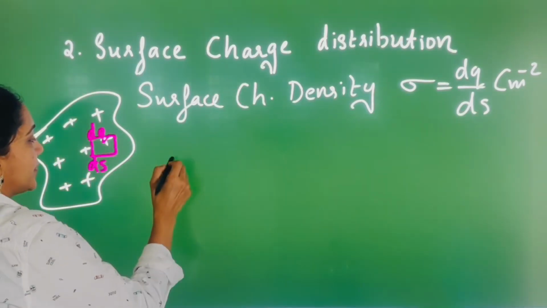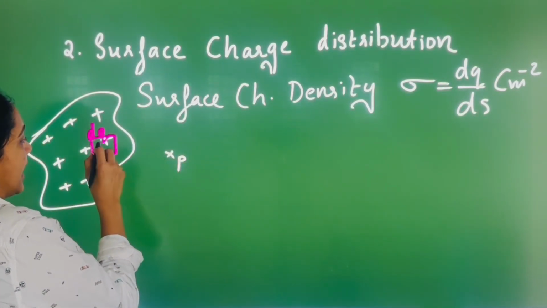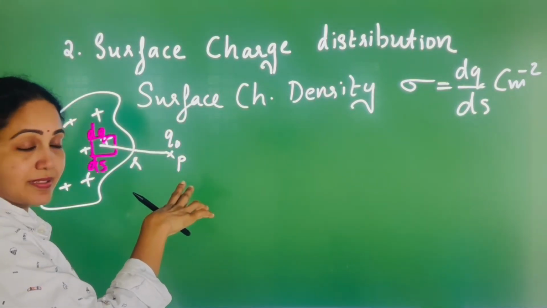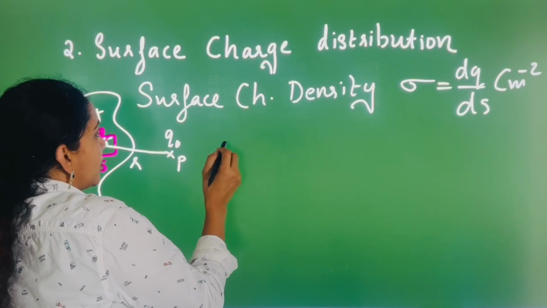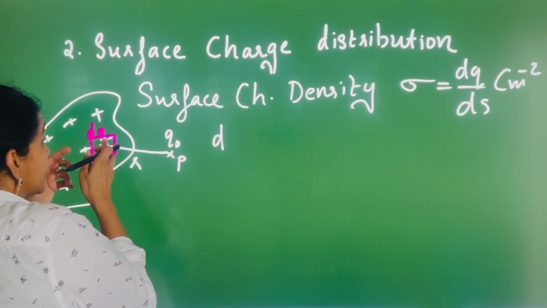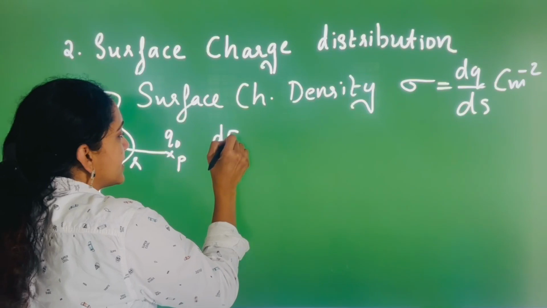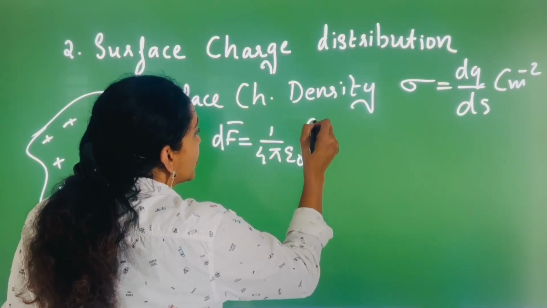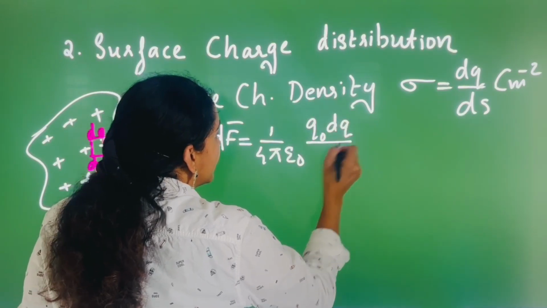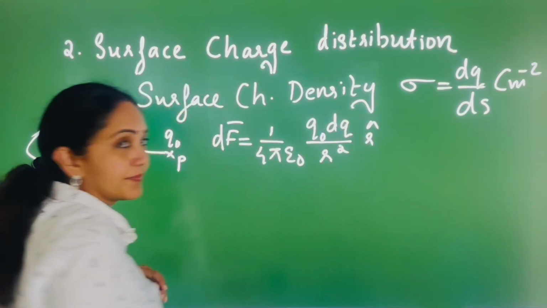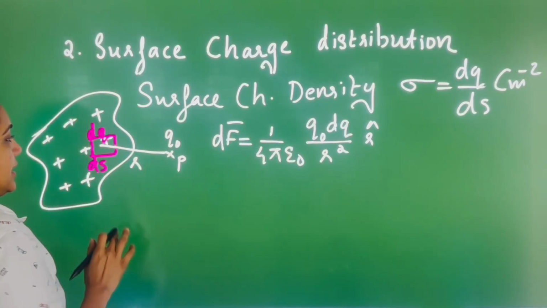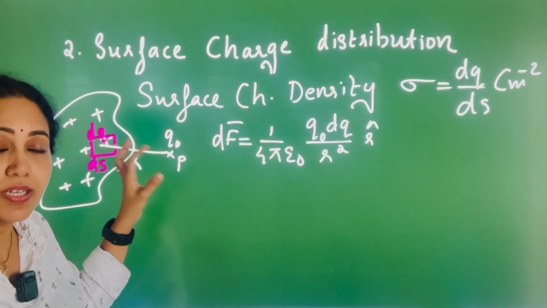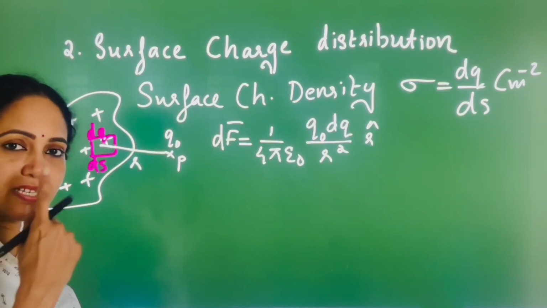Okay, then if I am considering a point P here at a distance r from the surface element where the charge Q0 is placed, then the force due to this small surface element can be written as dF is equal to 1 by 4 pi epsilon 0 Q0 dq divided by r square unit vector r. Okay, then for finding the force at this point due to this whole surface charge distribution, we have to integrate this equation. നേരത്തെ ചെയ്ത പോലെ തന്നെ.